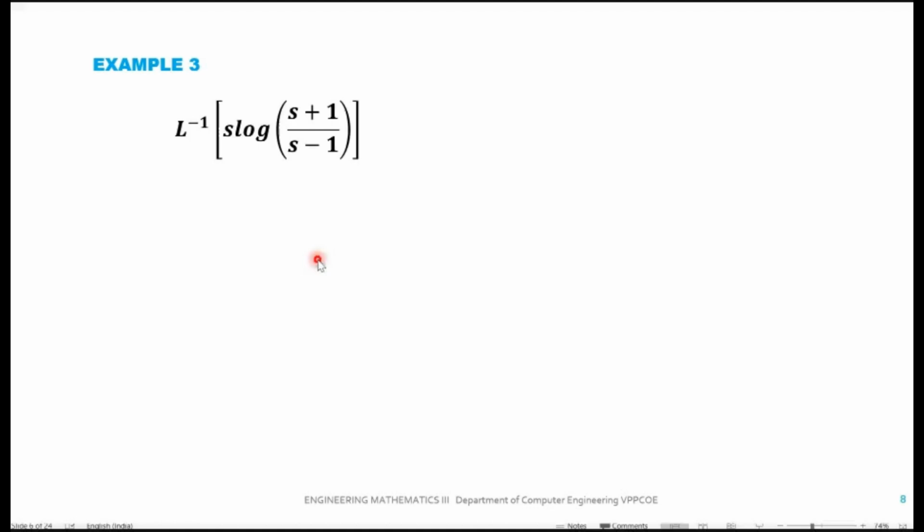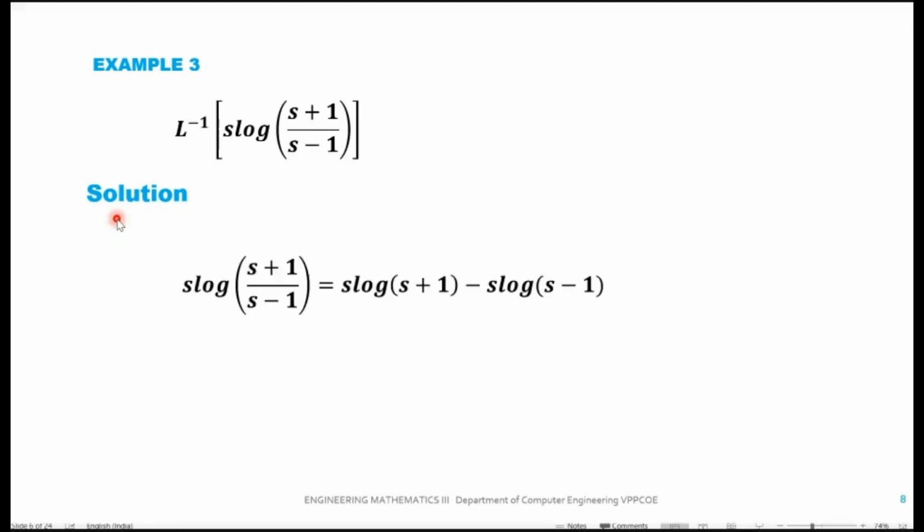Okay. So now what do we do first? It is a log function, so we have to apply the property of multiplication by t of Laplace transform. Before that we have to simplify the log function. So how to simplify the log function? Log of a by b is again log a minus log b, and this s is common to both. So I have written s log of s plus 1 minus s log of s minus 1.